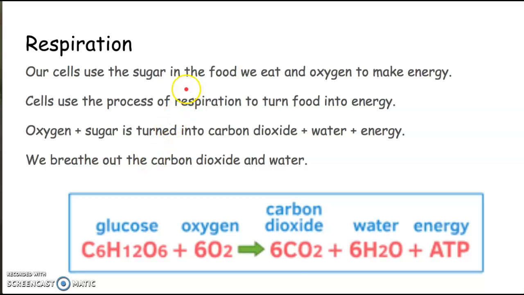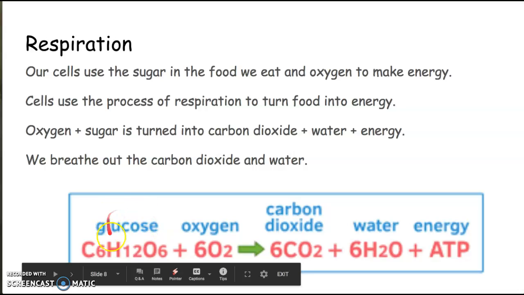So we use glucose, which is a sugar. That's the chemical formula. The good news is you don't need to know the chemical formula. And we also take oxygen in from the air. So the glucose, the sugar from the food, and the oxygen, put them together, it gives out, hence the green arrow, carbon dioxide gas, a little bit of water, and this energy. ATP is something that you'll find out about when you go on and study biology further at the school.